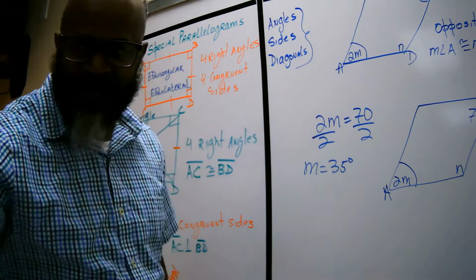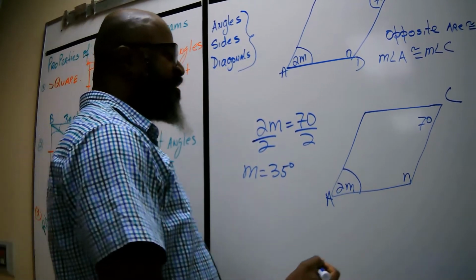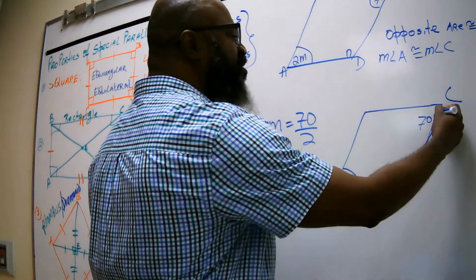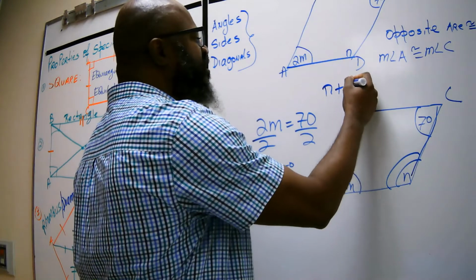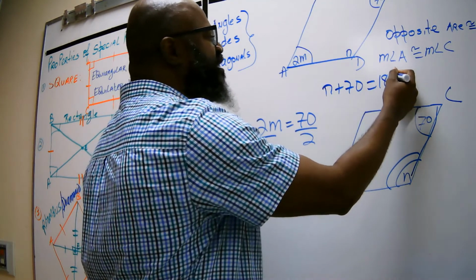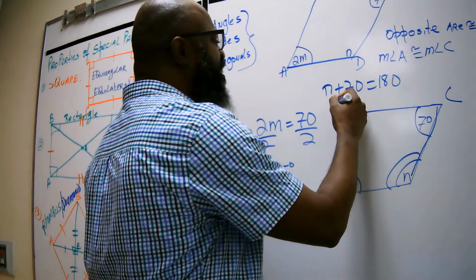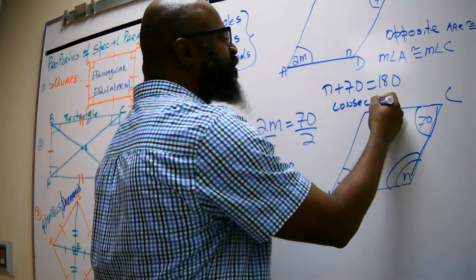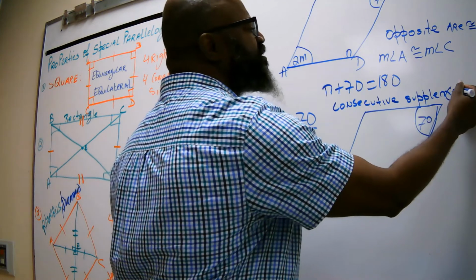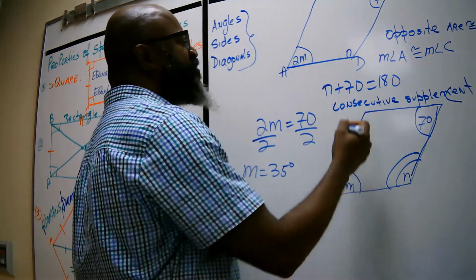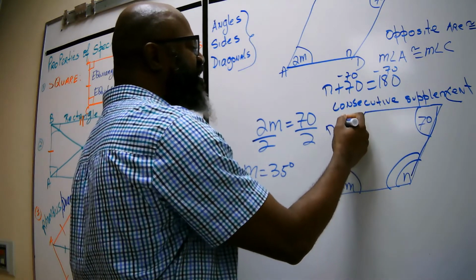Now, the other thing I will have to do is to solve for n. In order to find n, I know this angle and that angle are consecutive. So consecutive angles are supplementary. My equation will be n plus 70 is equal to 180. Consecutive angles are supplementary, and this is the property I'm using. They will add up to 180. So once you know the properties, you will know how to write your equation. Then you will subtract 70 from both sides, and you will find n is 110.